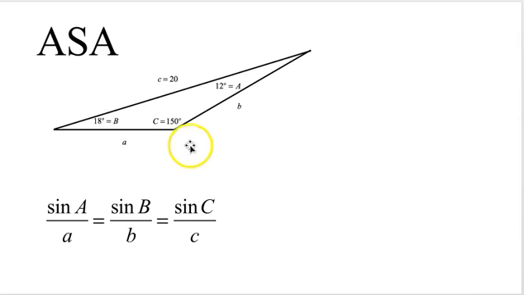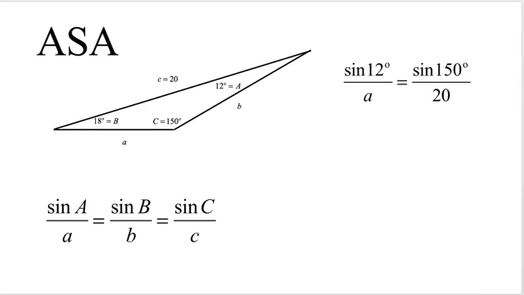We're going to go ahead and use our strategy here. Sine A over a equals sine B over b equals sine C over c. Sine C, sine 150 over 20, we could use this part, and then we can use each of those to solve for the respective missing piece. So I want to solve for a: sine A, there's capital A, sine 12 degrees over little a, equals sine C, sine 150 degrees over little c, which is 20.